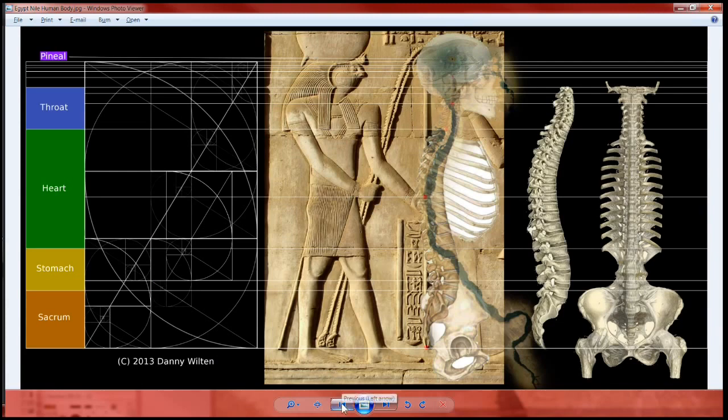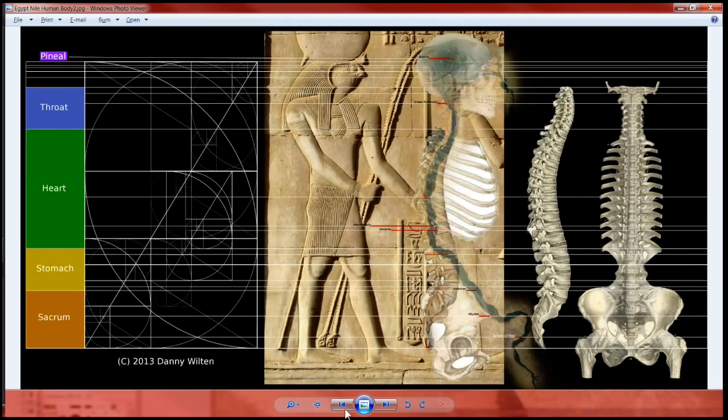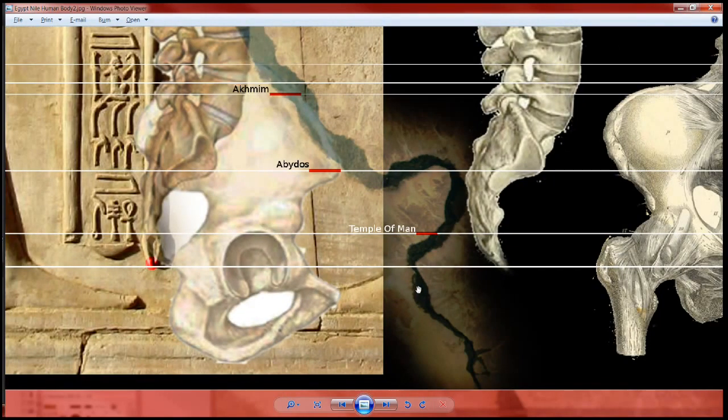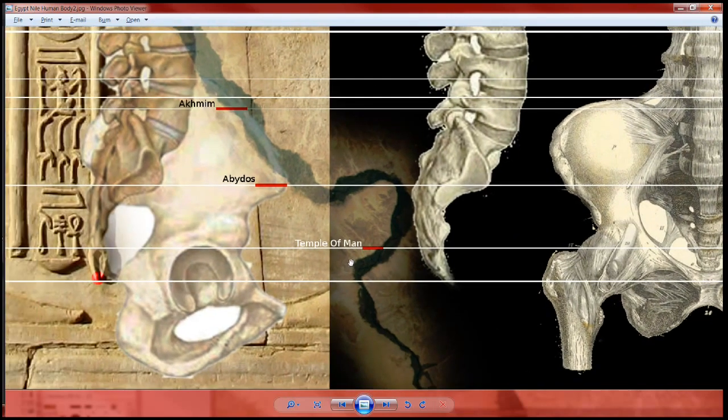Now let's take a look at another graphic, which is almost the same thing, except what I have on this graphic is these various temples located on the Nile. And this is where the Temple of Man is located. The Temple of Man is located just above the coccyx, where the sacrum begins. You can see the curvature of the sacrum is the same.